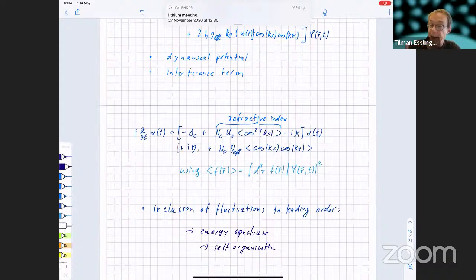fluctuations, and that will not make it possible on first sight to get a self-organization, as we will see in a moment. But also it's a typical situation where you cannot ignore atom-atom interactions. But we will see that on Monday in more detail.